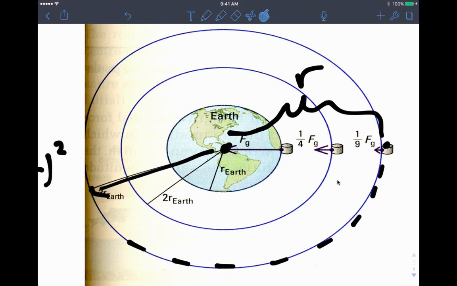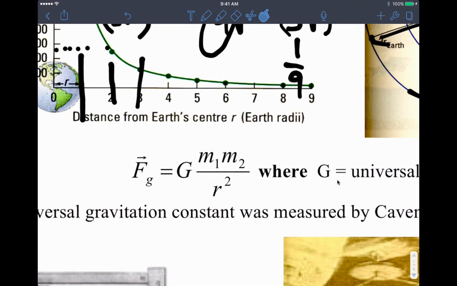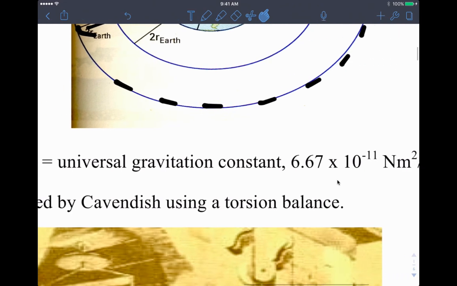So the formula that you need to know is the one Isaac Newton proposed, the relationship for the force of gravity. And this is it here. The force of gravity, Fg, is equal to big G. Now, let me slide this over because you have this on your formula sheet. Big G is the universal gravitational constant.